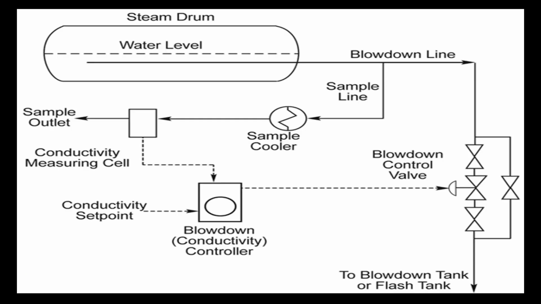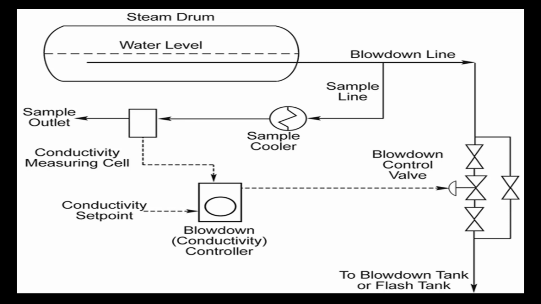Now, the system for this one is indicated in figure 3 of your textbook, and it's a fairly straightforward system. We can see once again we have our CBD line coming out of our steam drum, but now it's going to pass down through our blowdown control valve station, where we'll have isolation valves upstream and downstream of our control valve, and then we'll have a bypass around it. Now, this control valve here is connected to a blowdown controller or a conductivity controller.